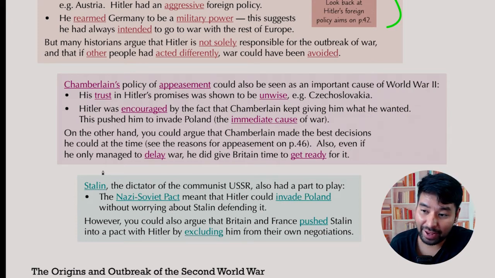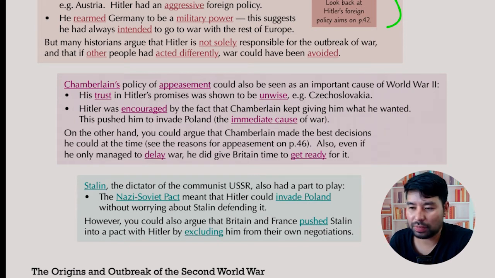On the other hand, you could argue that Chamberlain made the best decisions he could at the time. See the reasons for appeasement on page 46. You can go back there if you don't remember. Also, even if he only managed to delay war, he did give Britain time to get ready for it, right? So this is a very good point. We had some information here about Britain. So do you remember who Chamberlain was? He was a former prime minister of Britain.